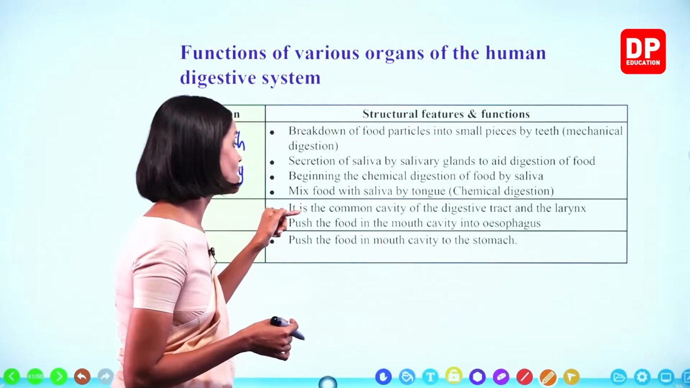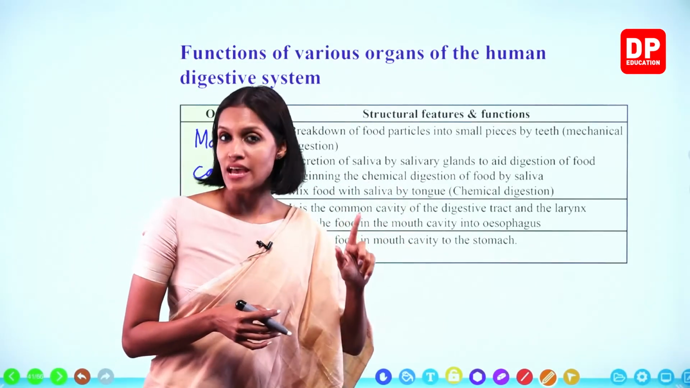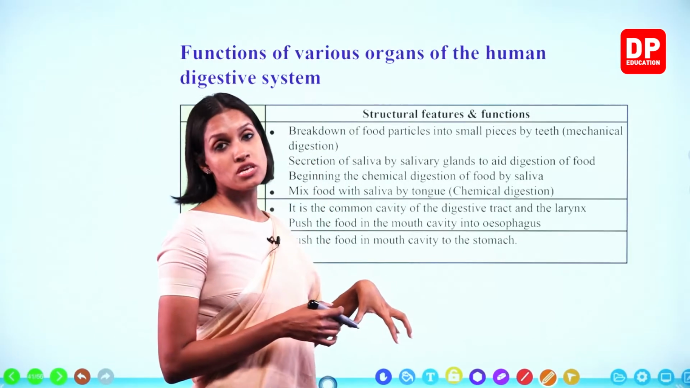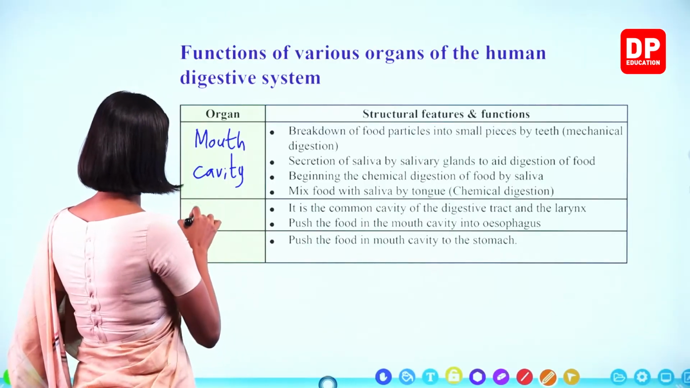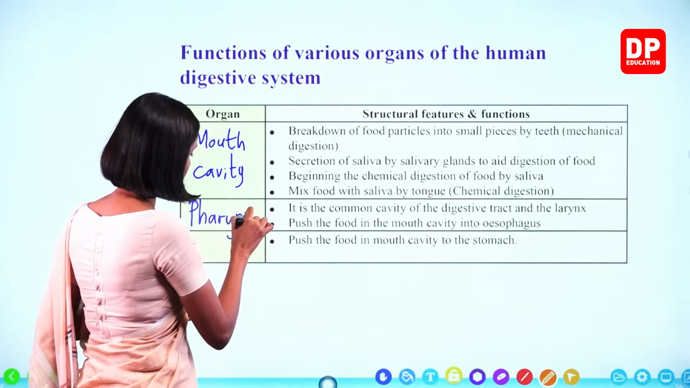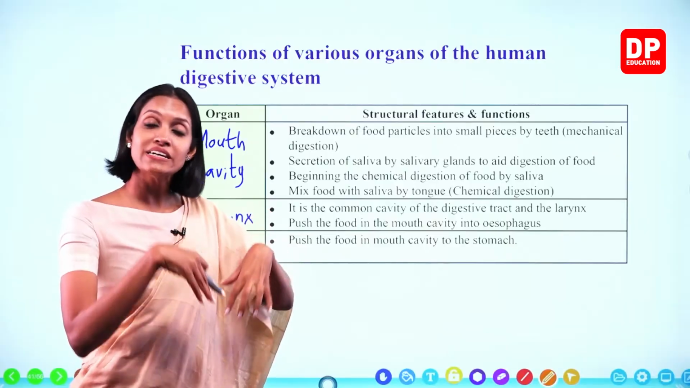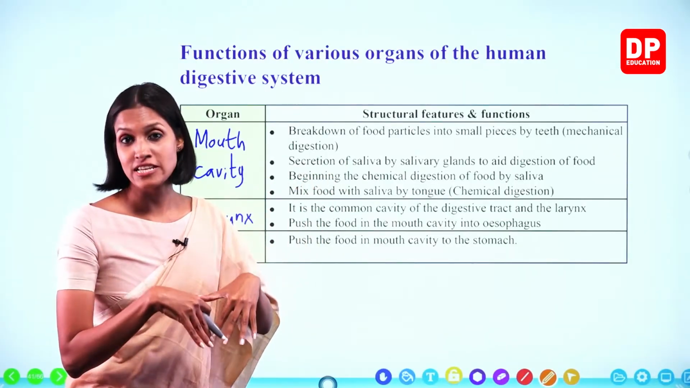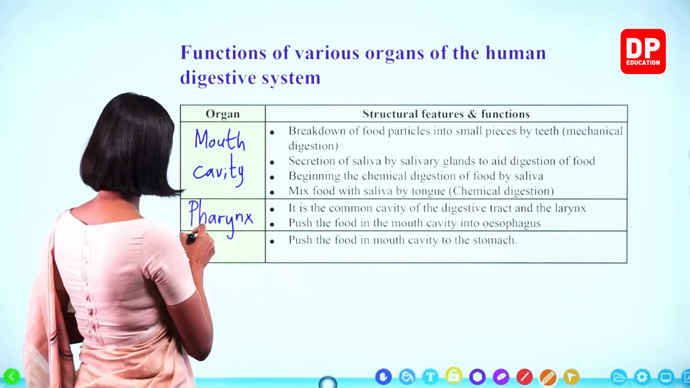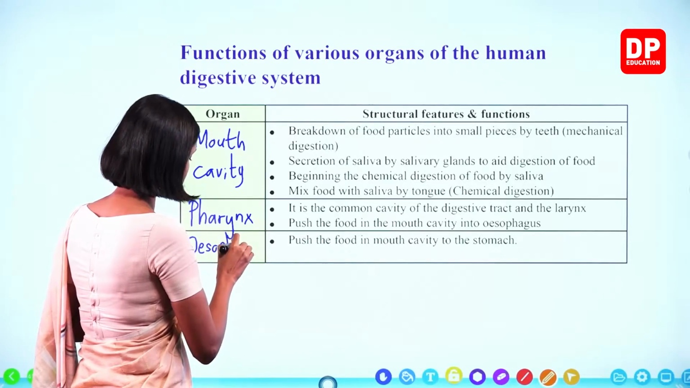What is this common cavity that is common to the digestive tract and the respiratory tract? That is the pharynx. Okay? Push the food in the mouth cavity into the esophagus. That is definitely the pharynx. Then push the food in the mouth cavity to the stomach. What connects the mouth cavity and the stomach? That is the esophagus, the tubular structure. Okay? Esophagus.